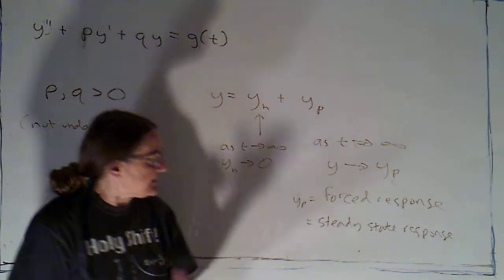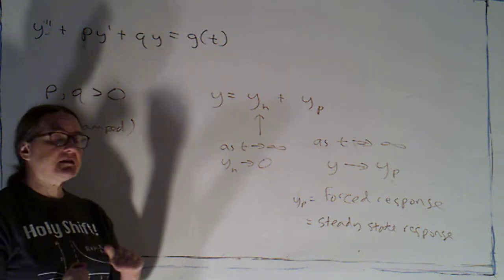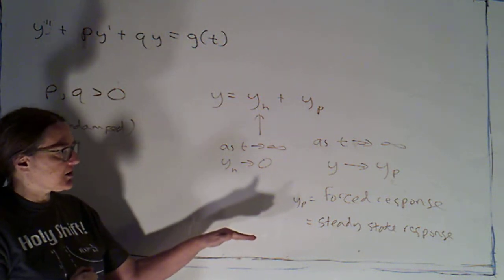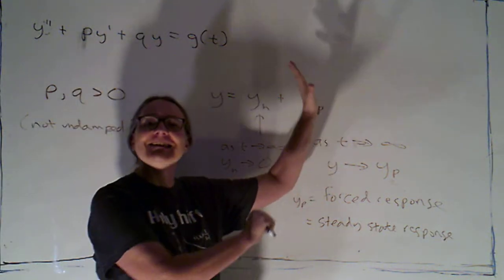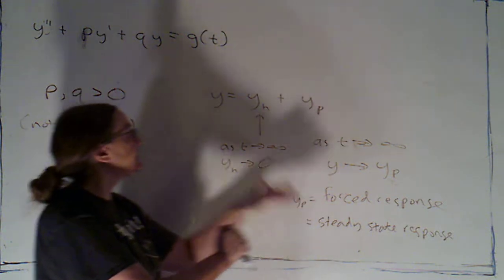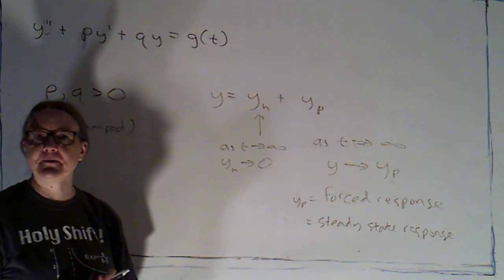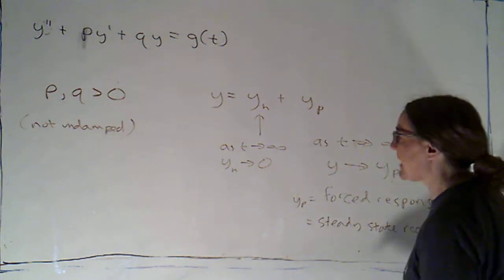Steady state is different from equilibrium. It doesn't have to be constant. What I'm saying is that all of my solution curves are going to look like the same function eventually. Not necessarily a constant function, but the same function, regardless of what initial condition I have. Pretty interesting.